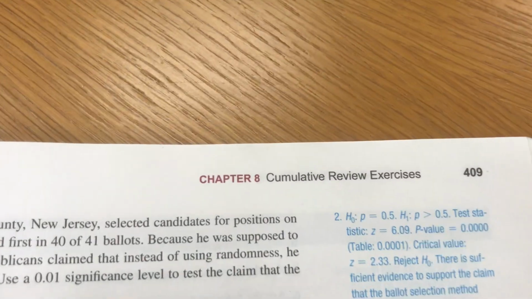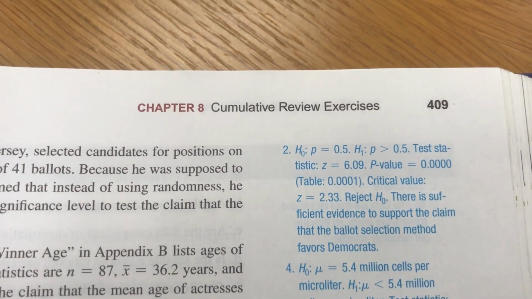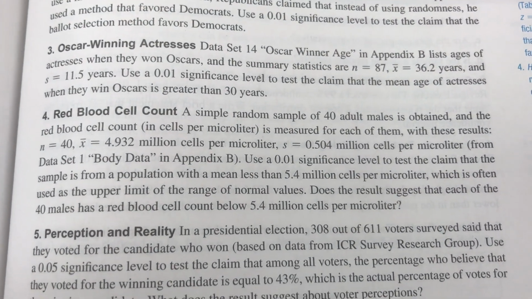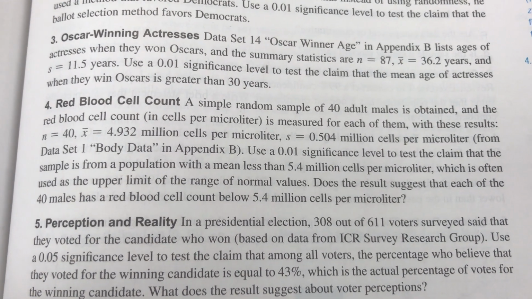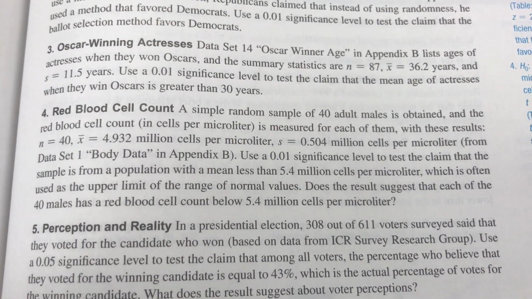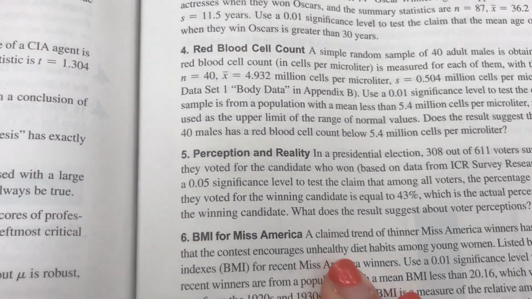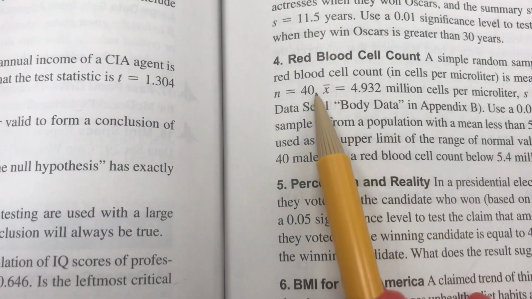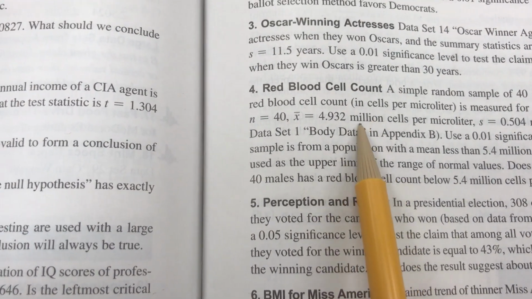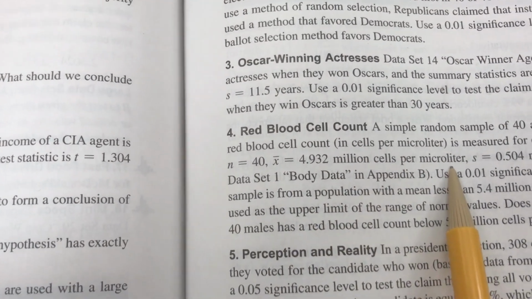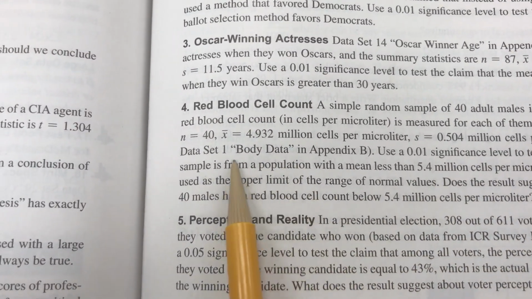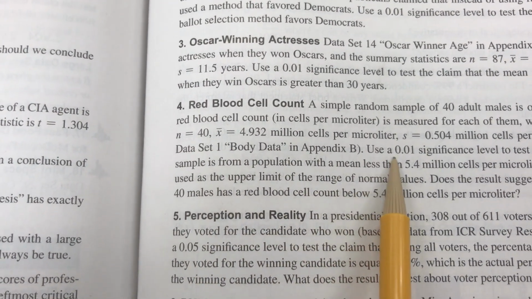Okay, so we're going to go back into Chapter 8, into the cumulative review exercises on page 409. And I'm going to do number 4. They have taken a simple random sample of 40 adult males, and their red blood cell counts are measured. These results have statistics, so instead of individual data observations, they've told me the sample size, the average number of red blood cells given in million cells per microliter, and a standard deviation of 0.504. The entire data set's available in the appendix.